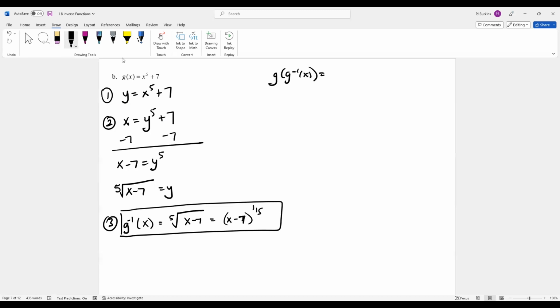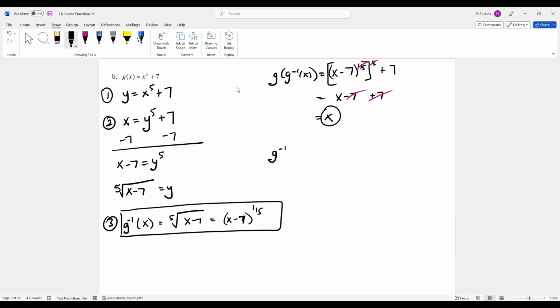So that's going to be, and I'm going to write it this way. Maybe this will help you. So x minus 7 to the 1/5 power, all to the 5th plus 7. So the 5th power and 1/5 power undo one another, right? You multiply those exponents, and 1/5 times 5 is just 1. So we have x minus 7 plus 7, and once again, we just get x.